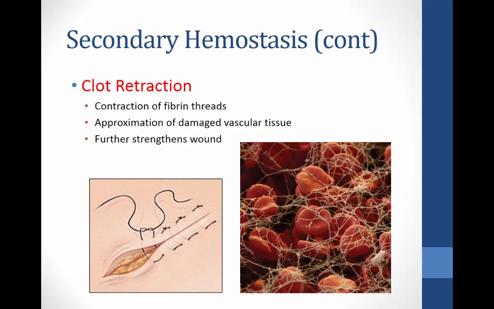The last phase of the secondary hemostasis is the clot retraction. During the clot retraction, there is a reduction and contraction of the fibrin threads. There is an approximation or closing of the areas surrounding the damaged vascular tissue, which further strengthens the wounded tissue.